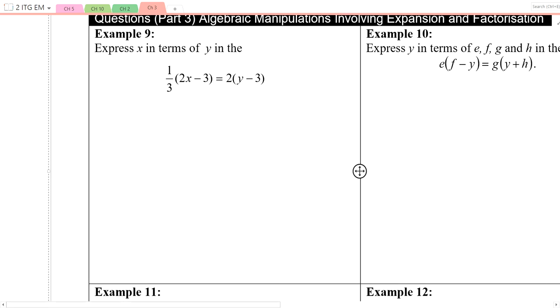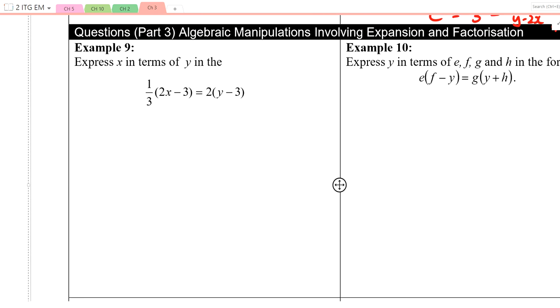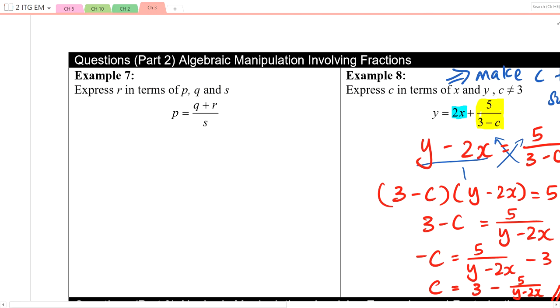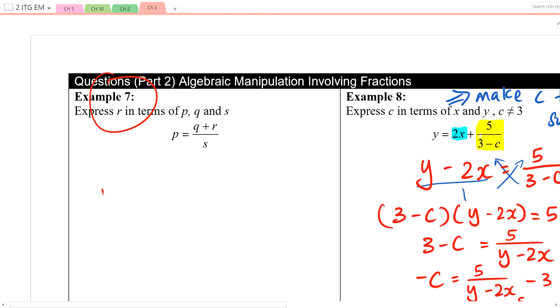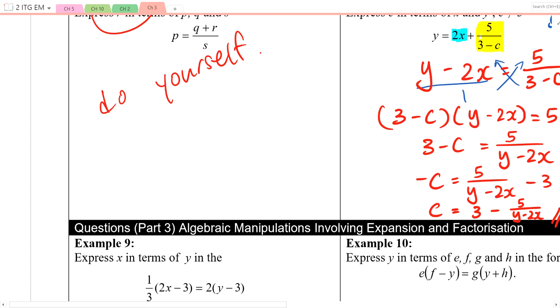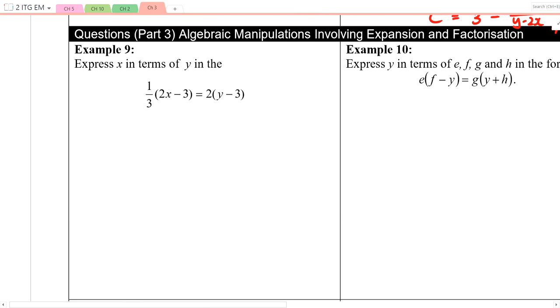Sometimes we are required to expand and factorize when we are trying to make something the subject. Okay, so I'll show you example 9. Oh, by the way, you're supposed to do example 7 by yourself. So example 9 over here, I want to make x the subject. We can choose to multiply the bracket in over here, and choose to multiply all this in.